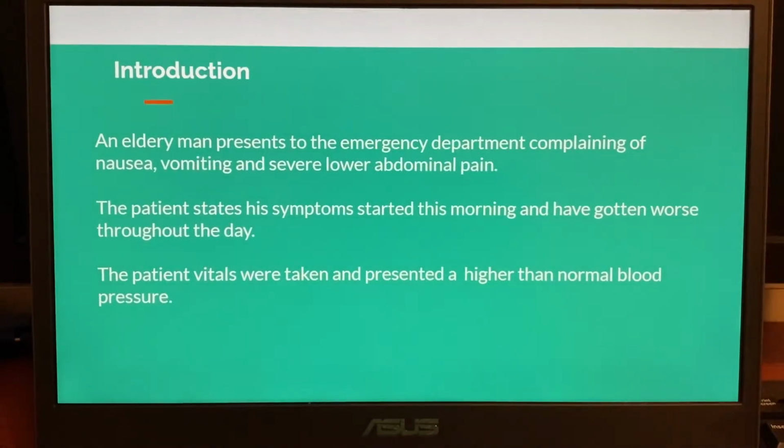I'm going to start by giving a quick introduction about our patient. He is an elderly gentleman who presented himself to the emergency department complaining of some nausea, vomiting, and severe lower abdomen pain. He said that his symptoms started early in the morning and then progressively got worse as the day went on. When the patient got to the ER, they took some of his vitals and found that his blood pressure was a lot higher than what the patient normally says his blood pressure is.